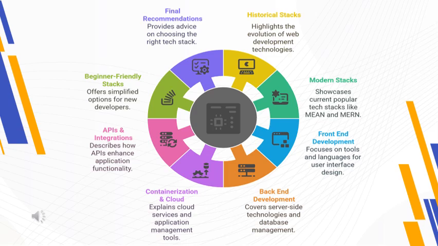Containerization and cloud are important for managing and deploying applications. Docker helps with packaging applications, and Kubernetes manages how they are deployed and scaled. AWS is a reliable cloud platform used for hosting and managing applications, and GitHub is used for version control.